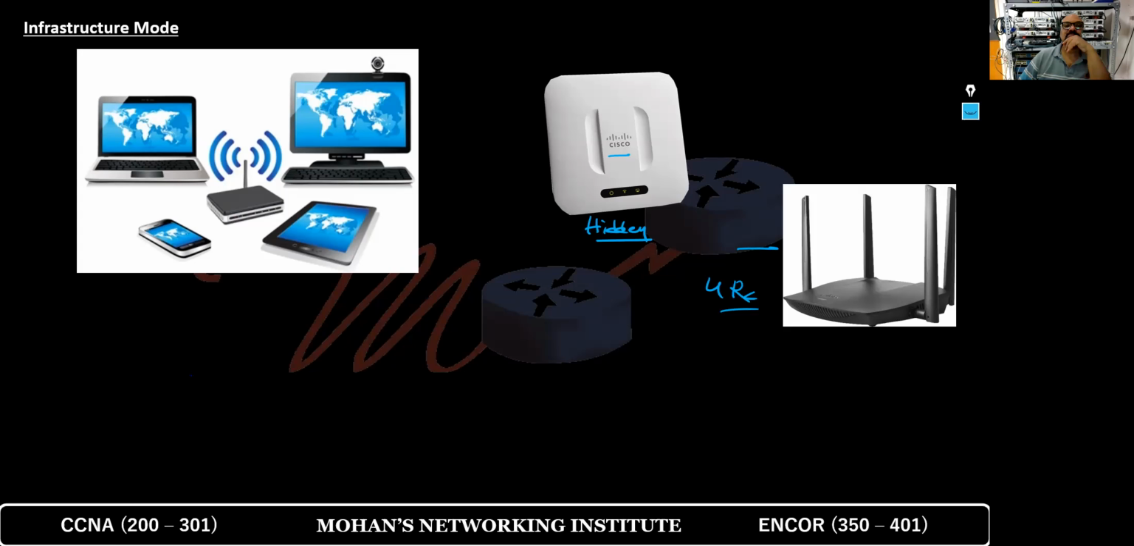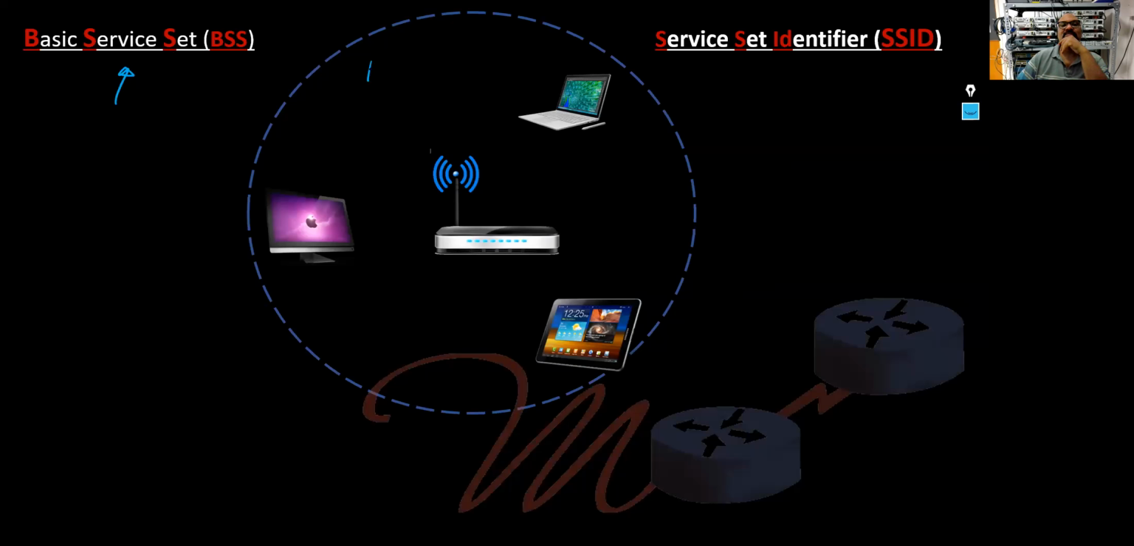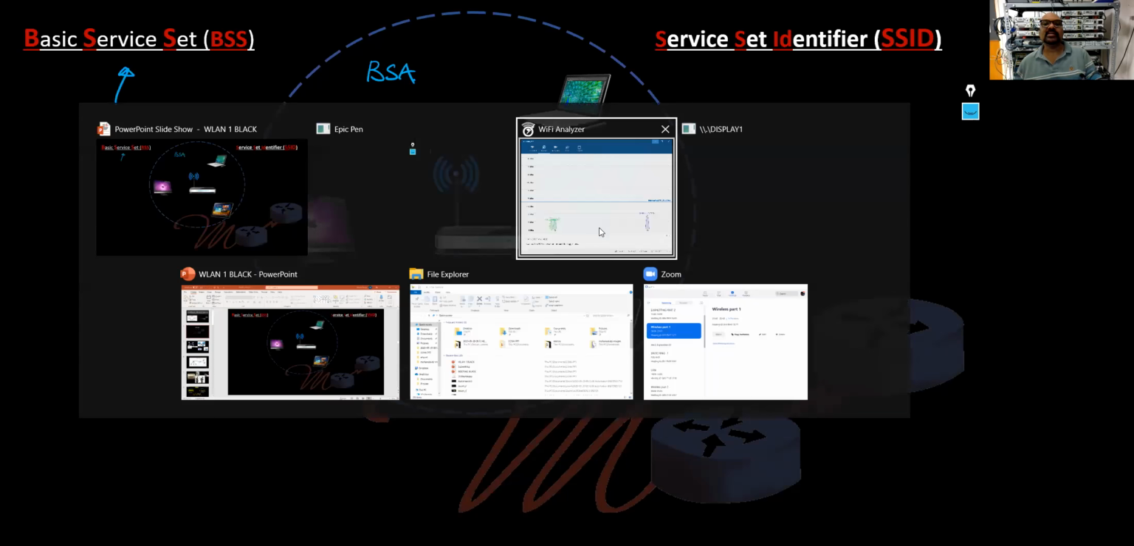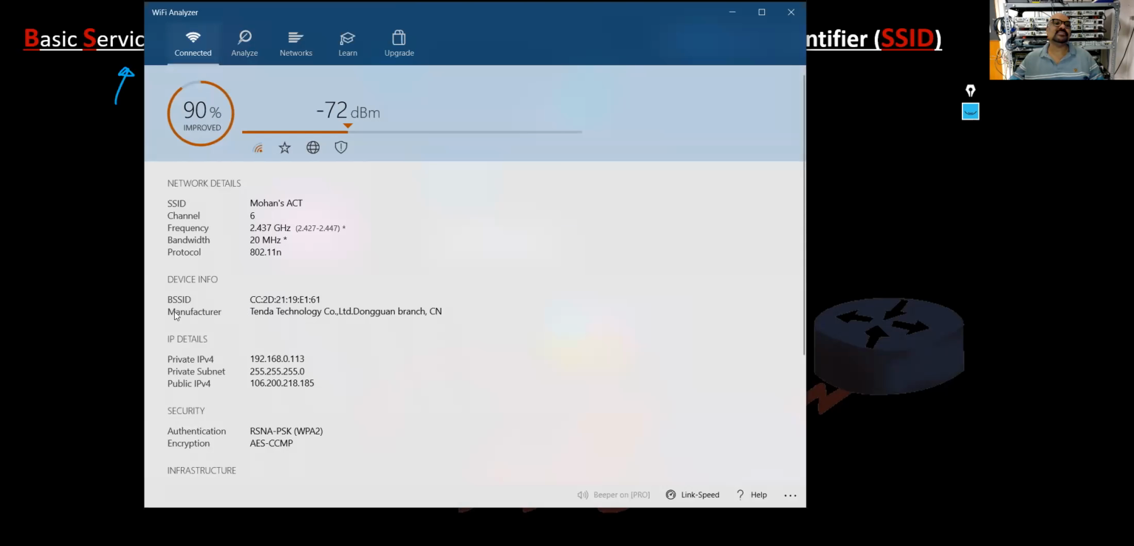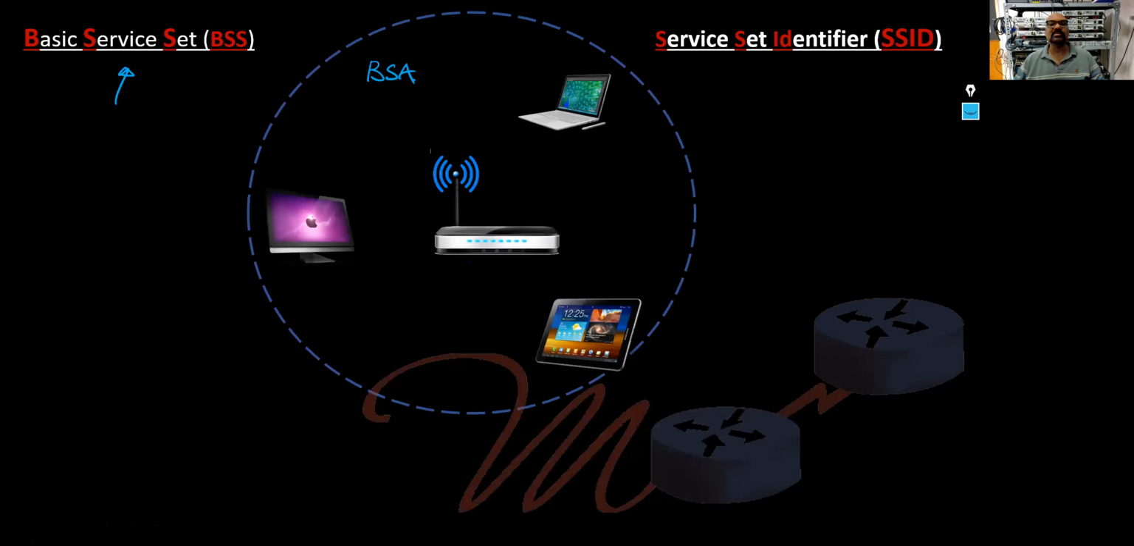This is called infrastructure mode. This one, the same thing here. This is called basic service set, BSS they call it. And this area which is covered by this is called basic service area. That's the terminology used. So you all must be knowing, right? SSIDs. Now we have seen that SSID of mine. See here, my SSID is Mohan's ACT. When I log into both my mobile, Mohan's ACT will be there. Or Mohan's will be there. Then I'll click that. Then it will ask me the password, whatever it is. So SSID is human readable.